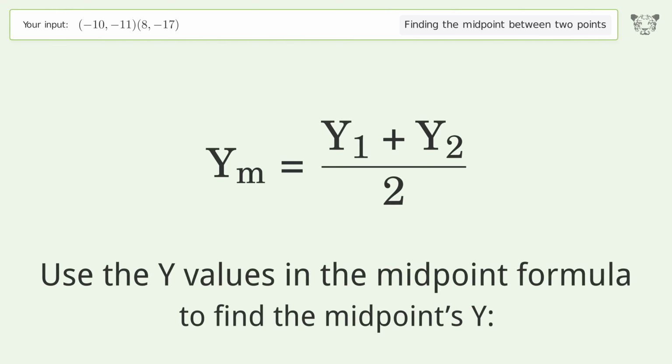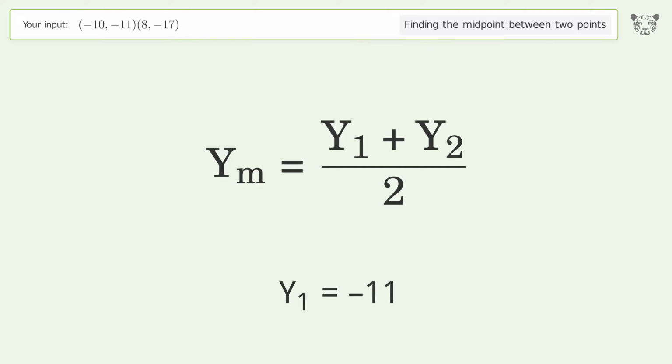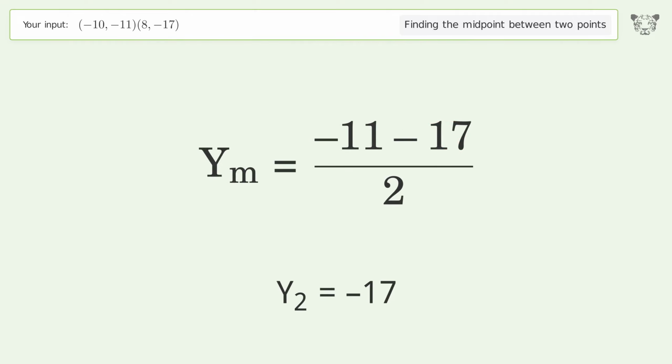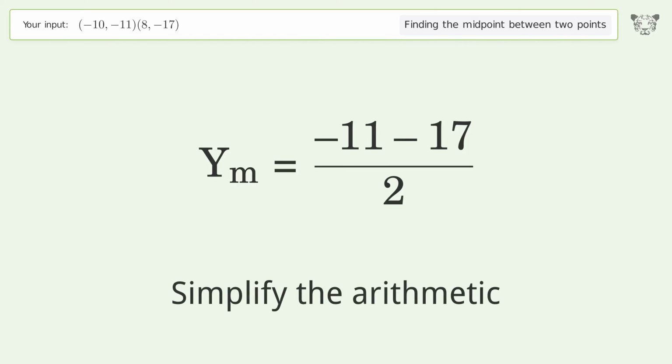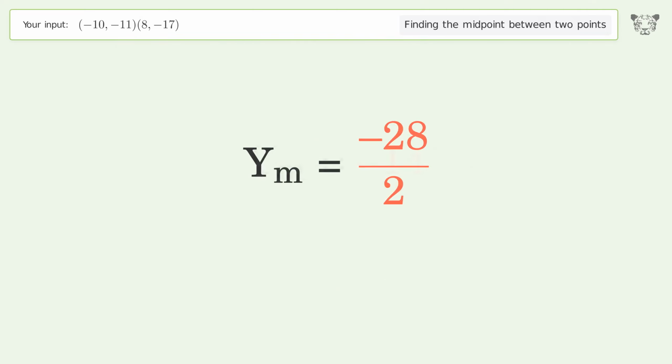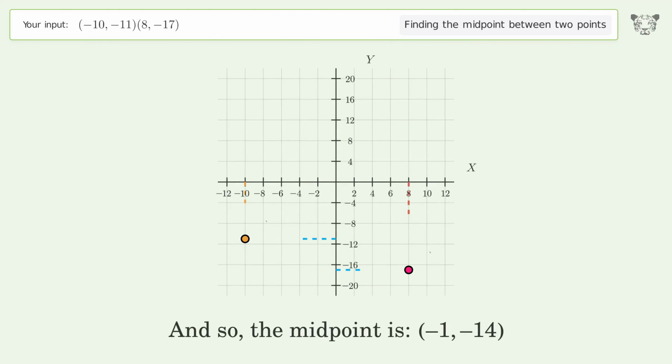Use the y values in the midpoint formula to find the midpoint's y. y1 equals -11. y2 equals -17. Simplify the arithmetic. And so, the midpoint is -1, -14.